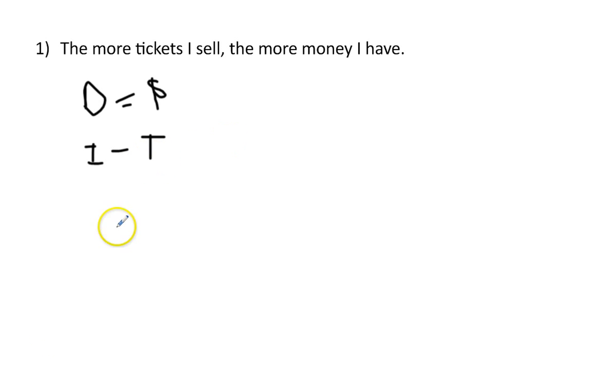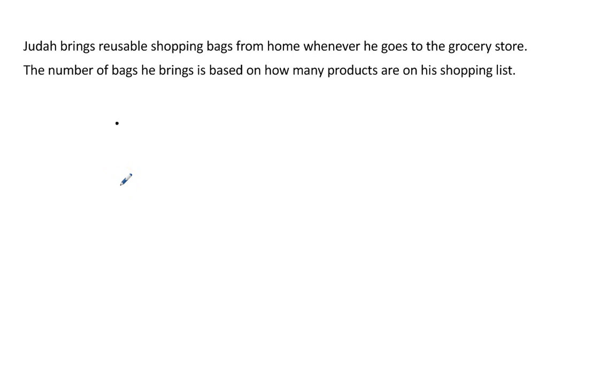And that makes sense. Judah brings reusable shopping bags from home whenever he goes to the grocery store. The number of bags he brings is based on how many products are on his shopping list. So our two unknowns are the number of items. So I'm going to put right here, number of items is an unknown, just like we did in class. Okay, and then you have the shopping bags are the second unknown.